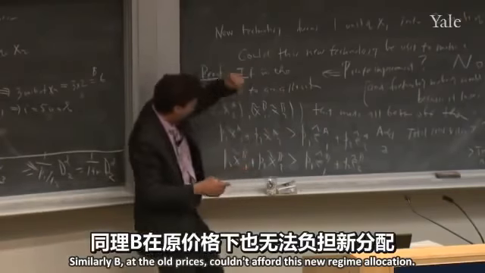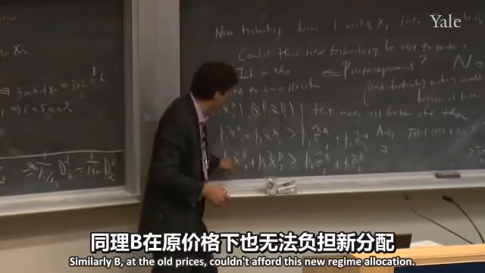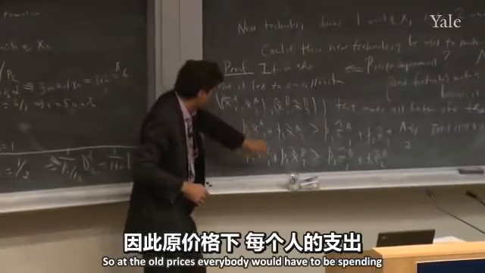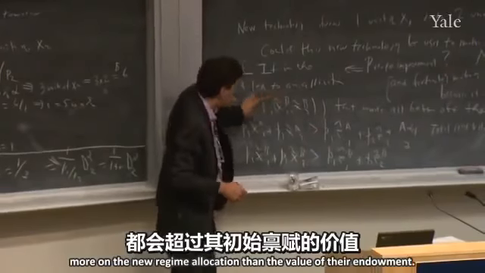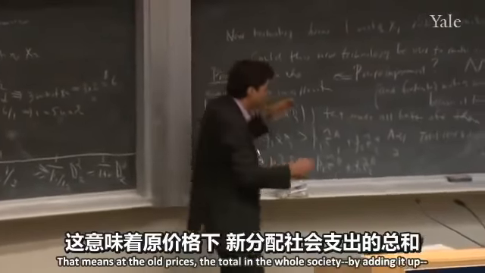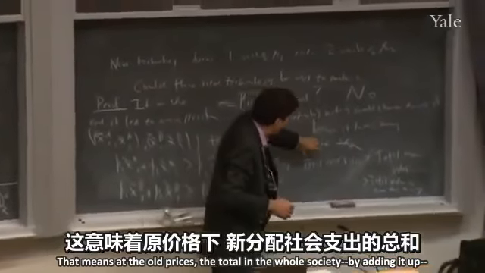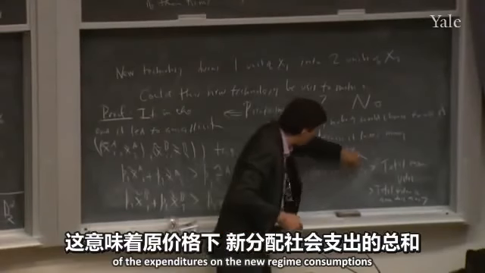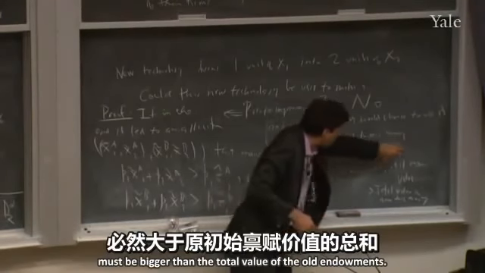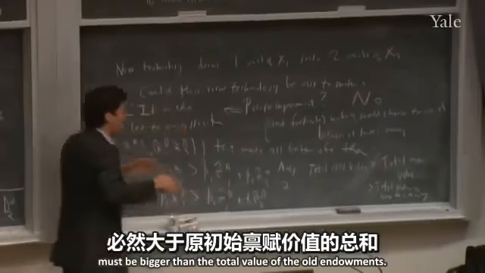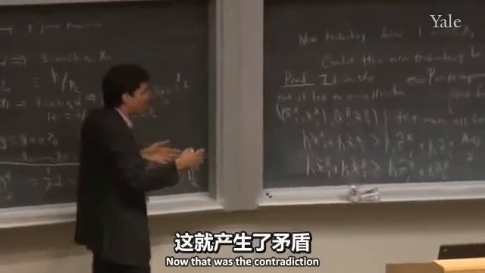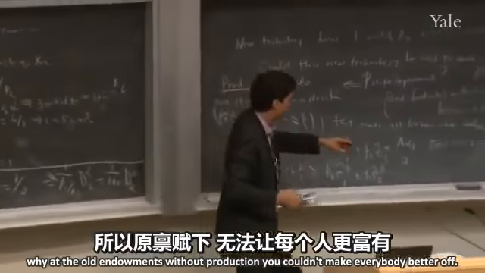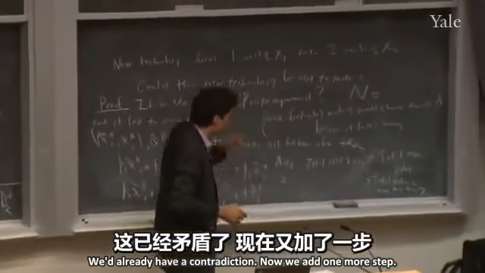Similarly, B at the old prices couldn't afford this new regime allocation. Okay? So at the old prices, everybody would have to be spending more on the new regime allocation than the value of their endowment. That means at the old prices, the total in the whole society, by adding it up, of the expenditures on the new regime consumptions must be bigger than the total value of the old endowments. Now that was the contradiction, why at the old endowments without production you couldn't make everybody better off. We'd already have a contradiction. Now we add one more step.